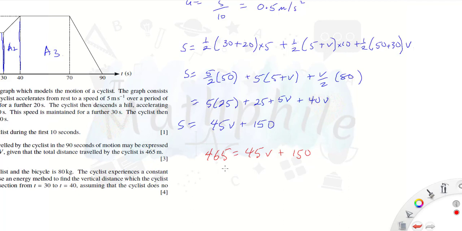Hey, how did this give me 306? It's not, it's 315. 465. I wrote 456, sorry. Okay, so that's 315. 315 is equal to 45V. So dividing both sides by 45, you get the velocity to be 7 meters per second.